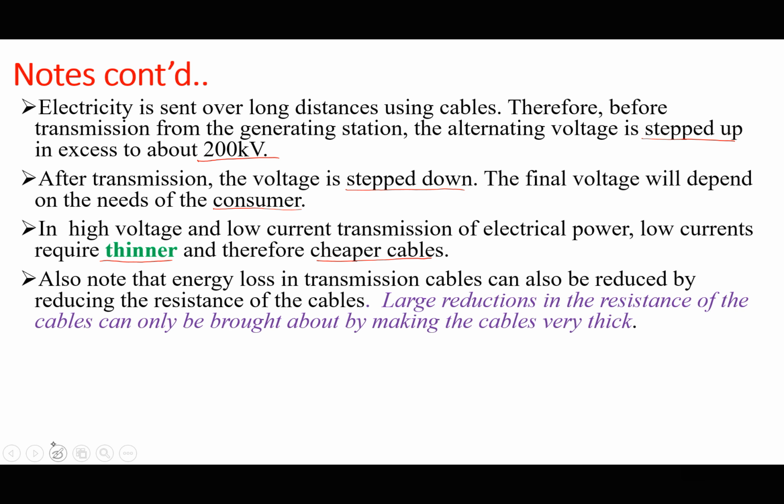Also, I want you to note that the energy loss in the transmission cables can also be reduced by reducing the resistance of the cables themselves. But of course, I want you to note this very carefully. Large reductions in the resistance of the cables can only be brought about by making the cables very thick. Remember from your concepts of electricity, resistance is inversely proportional to cross-sectional area. If you want to have a smaller resistance of the cables, then they should be thicker. They should have a greater cross-sectional area, because if the cross-sectional area is bigger, the resistance is going to be smaller.